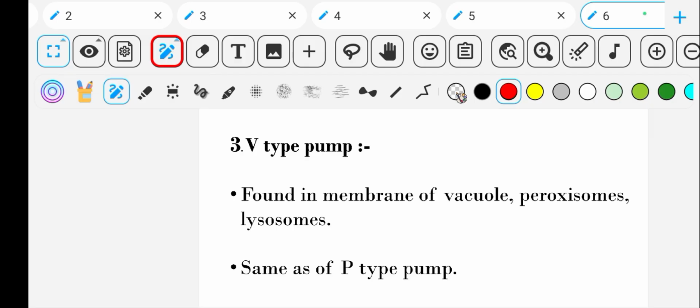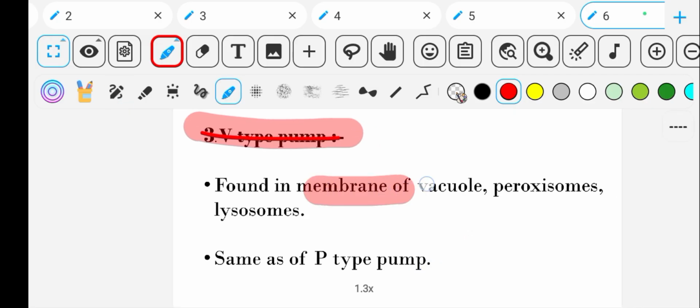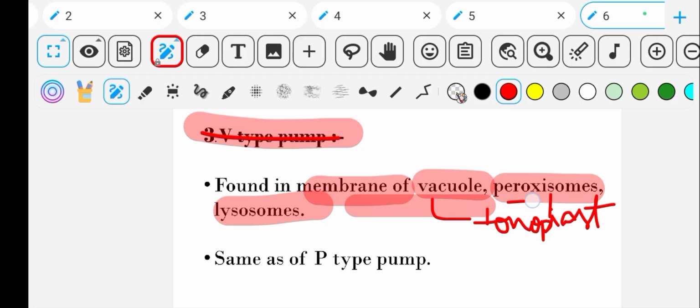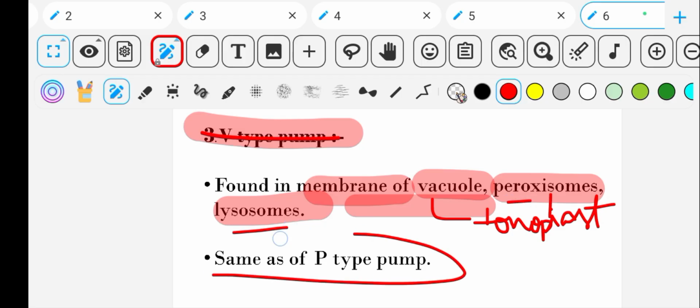Then the third type of pump is the V-type pump. Basically, it is found in the membrane of vacuoles, peroxisomes and lysosomes. In the vacuole, it is present in the tonoplast membrane. In peroxisomes and lysosomes, it works the same as the P-type.